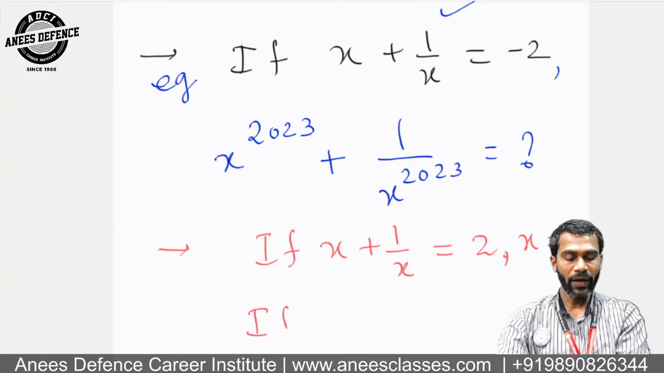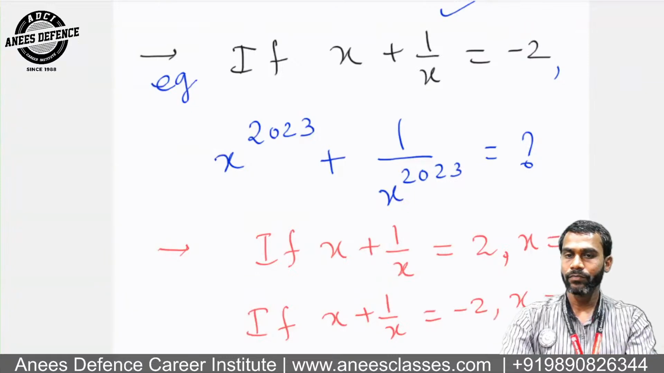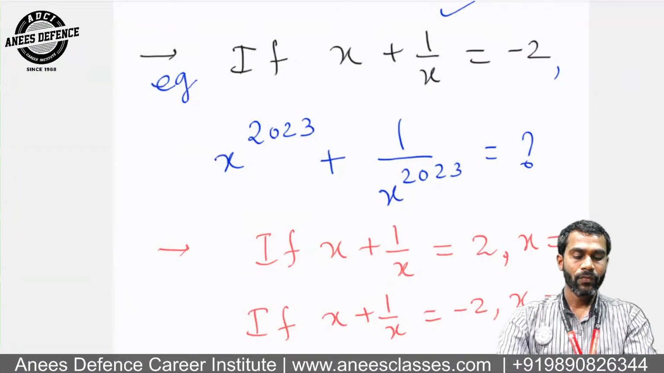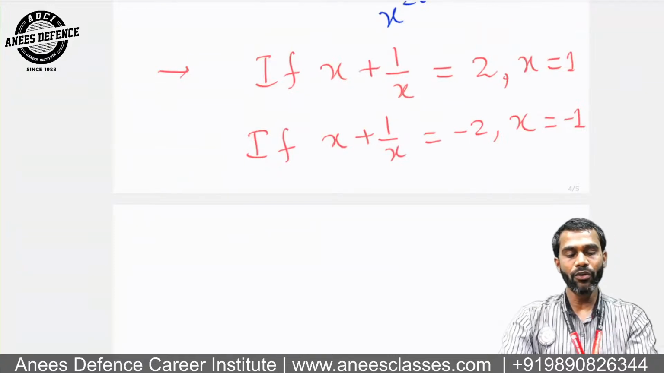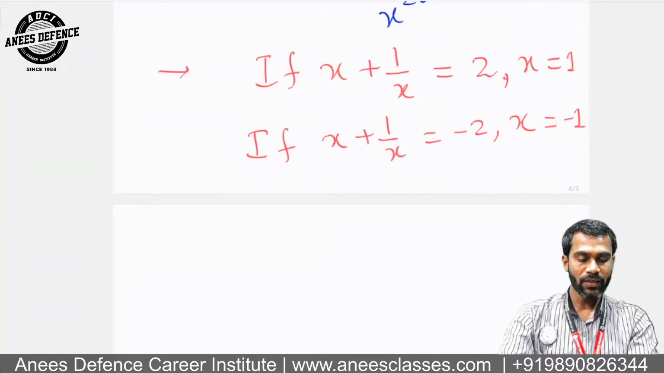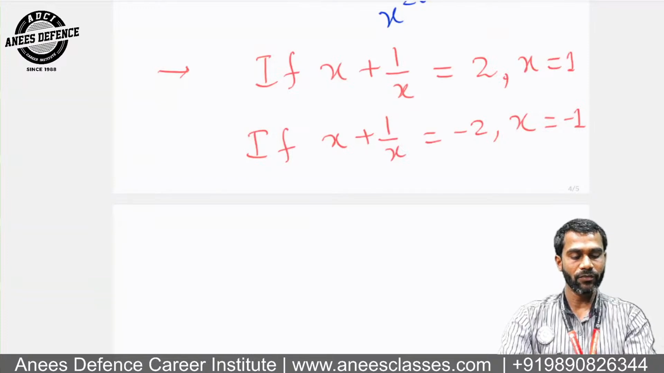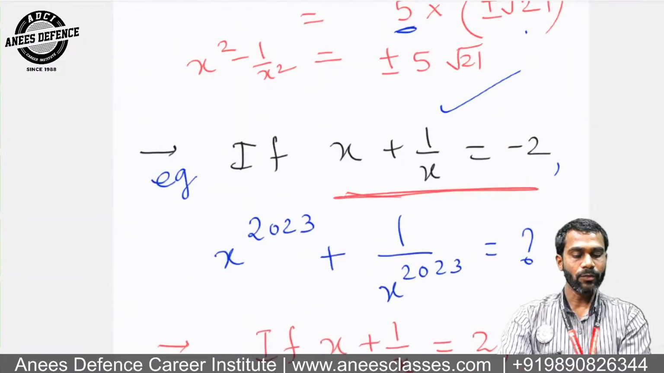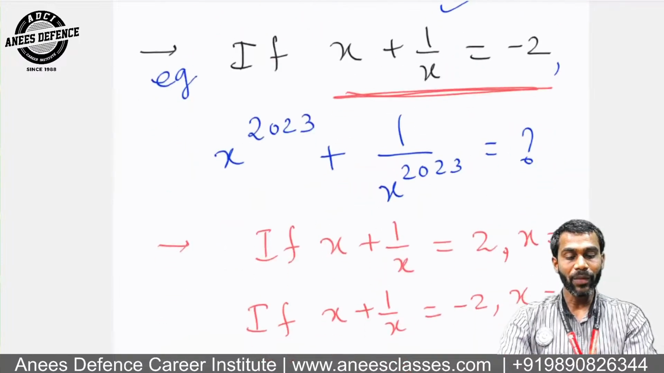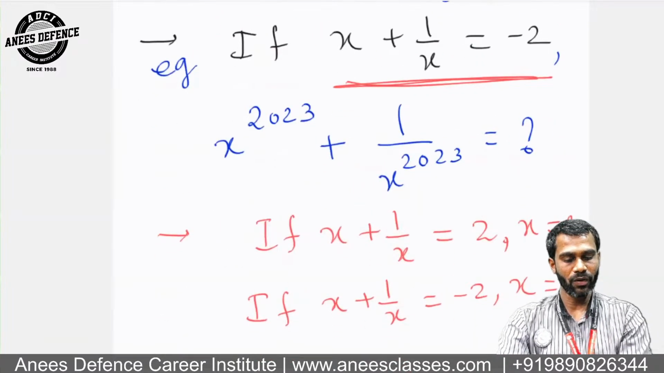Similarly, if x plus 1 by x is equal to minus 2, always remember the real number would be minus 1. Yes or no? If x plus 1 by x is equal to 2, then x would be equal to 1. And if x plus 1 by x is minus 2, then x is equal to minus 1. So very easy now. Since it is already given x plus 1 by x is equal to minus 2, it means x would be equal to minus 1. Now put the value of x equal to minus 1 here. Yes or no? What will we get?